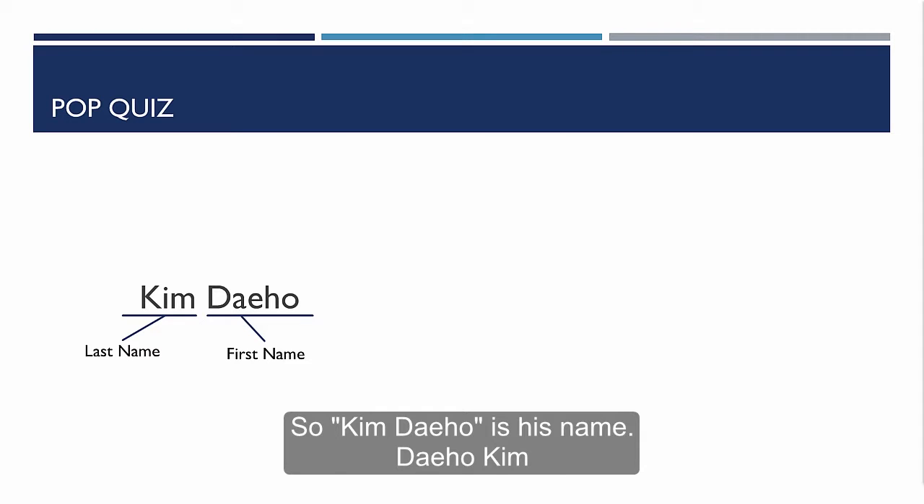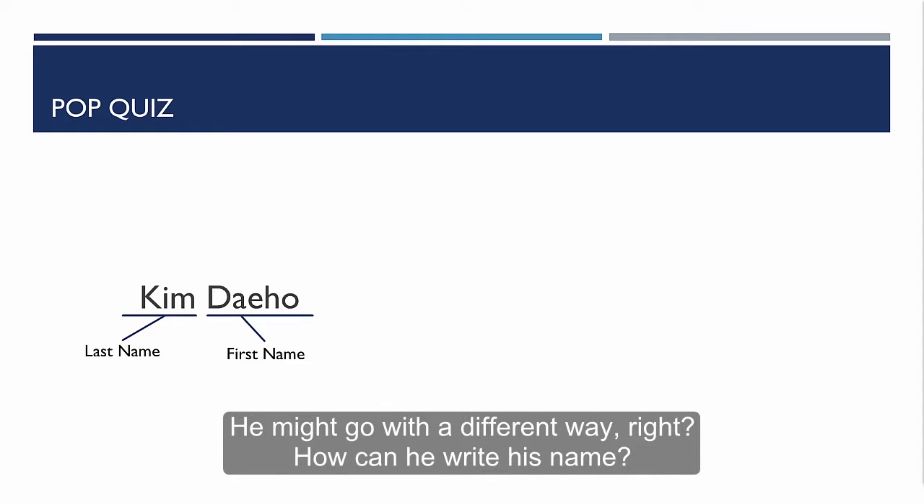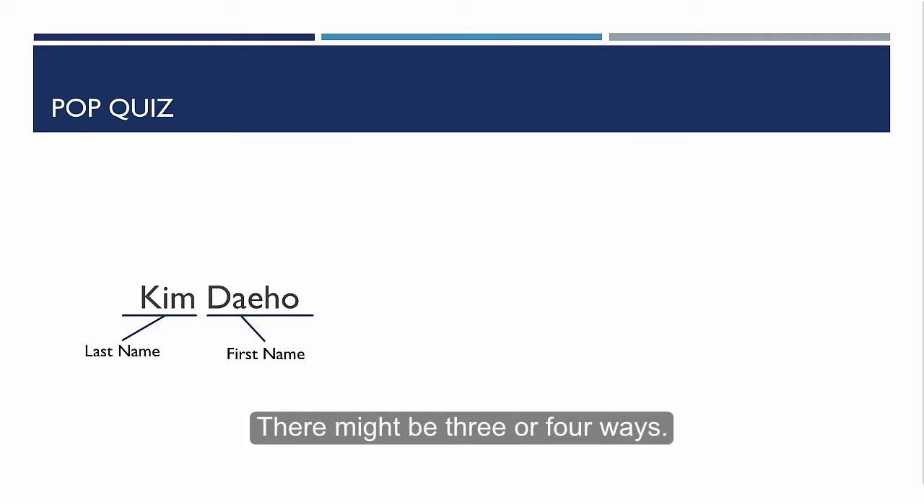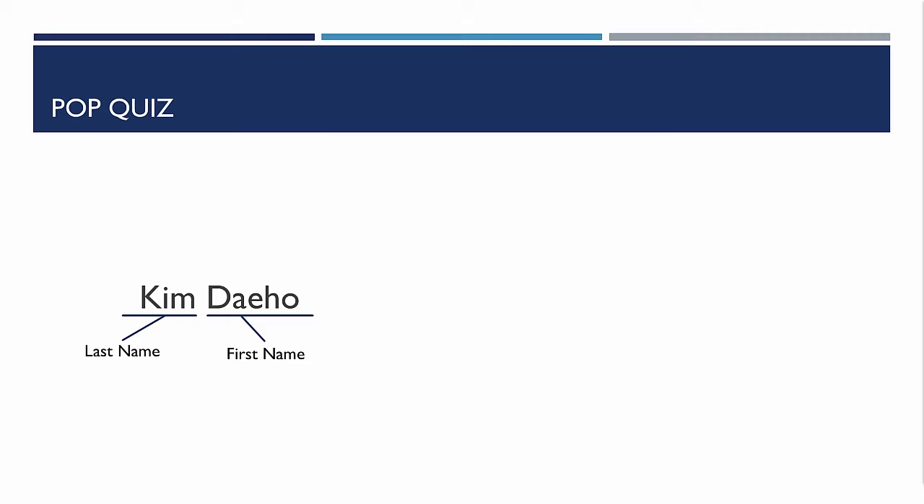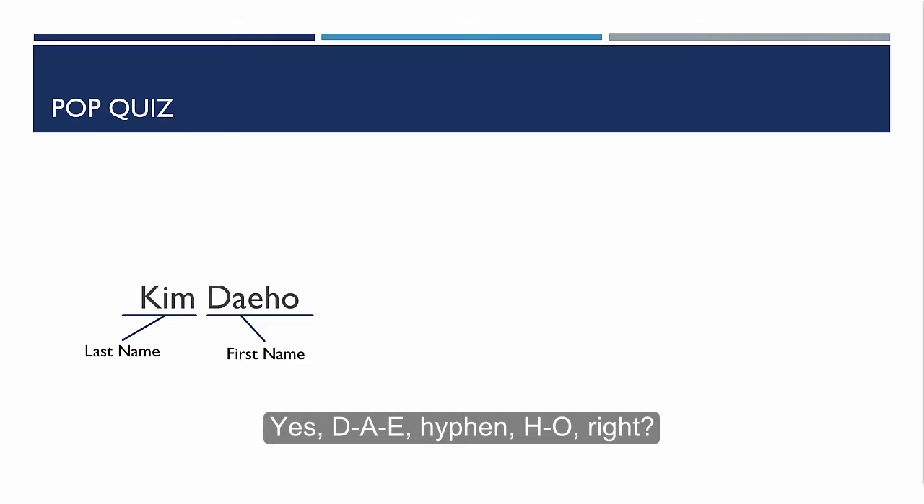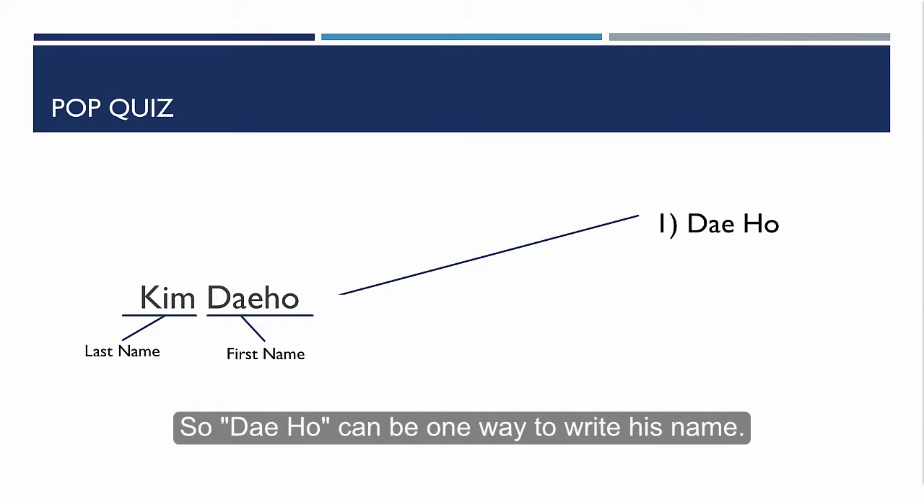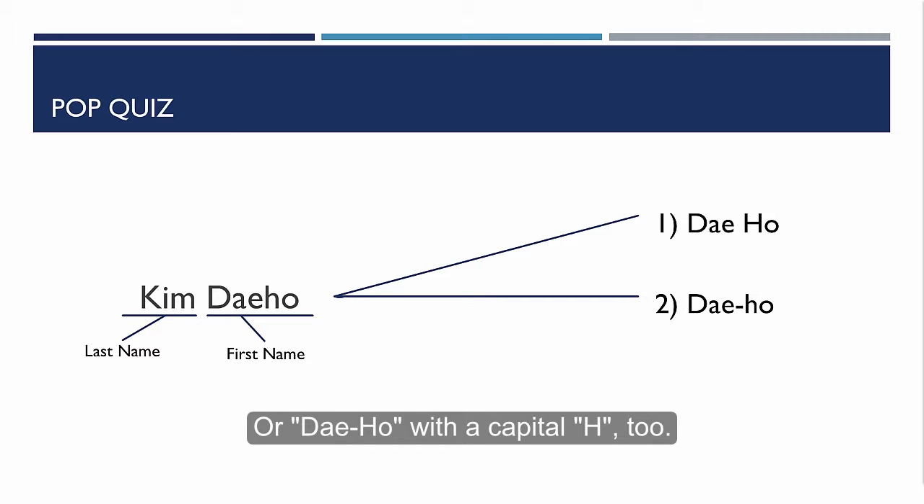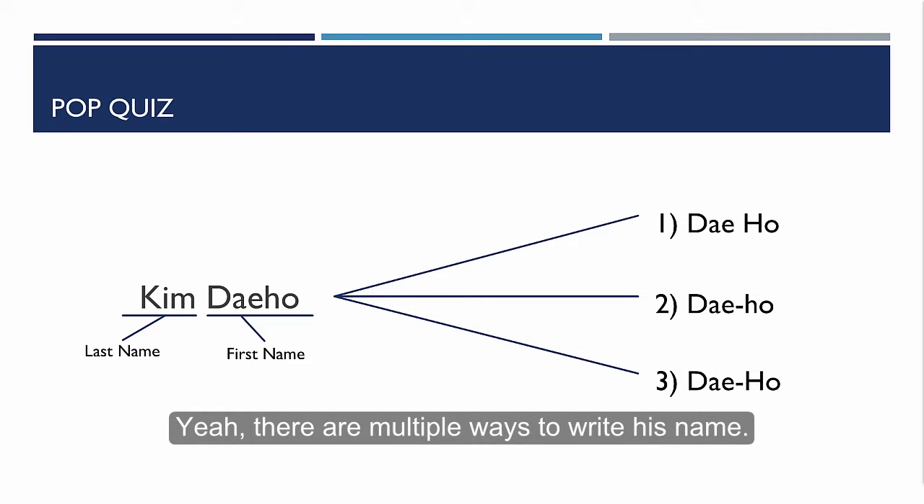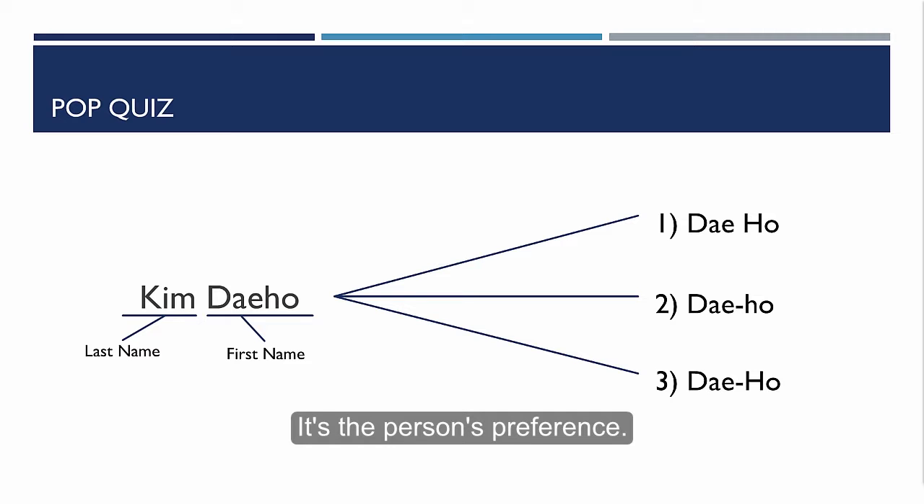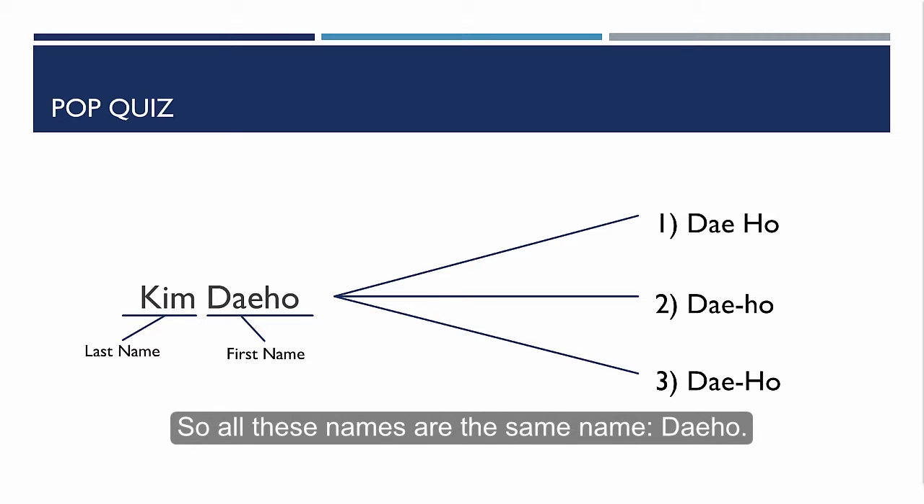Daeho Kim. And he might go with different ways, right? How can he write his name? There might be 3 or 4 ways. Yes, DAE hyphen HO, or DAE space HO. Or DAE space HO with a capital H too. There are multiple ways to write his name. It's the person's preference. So all these names are the same name, Daeho.